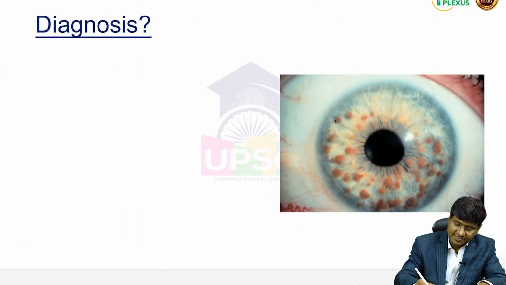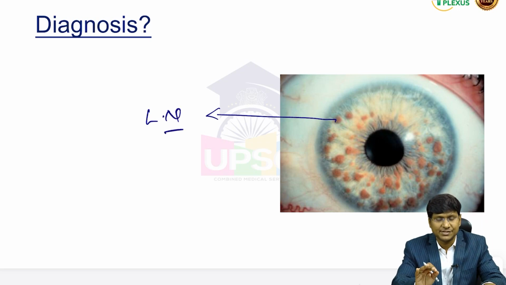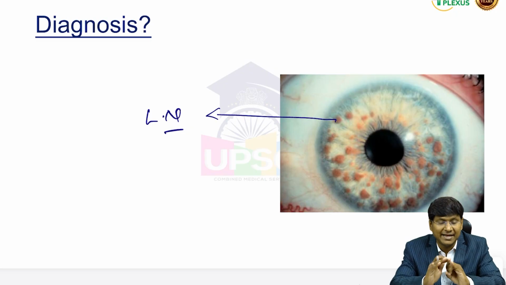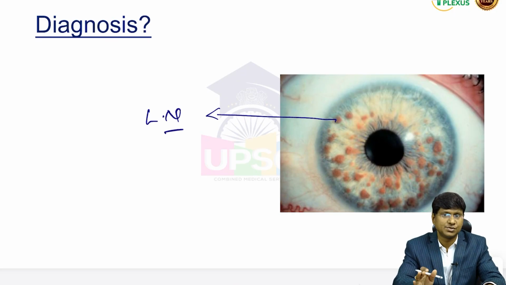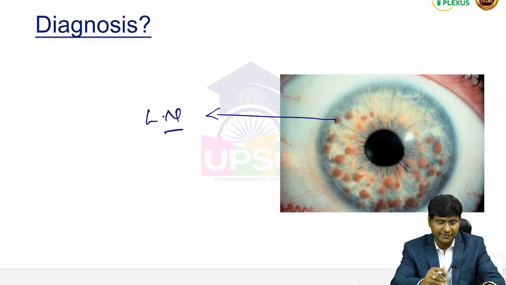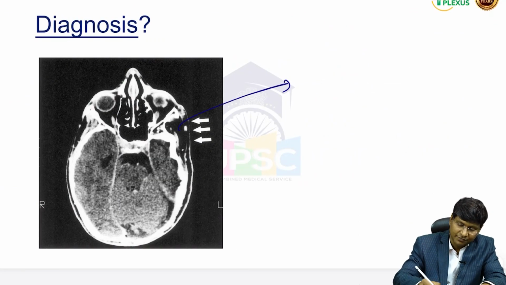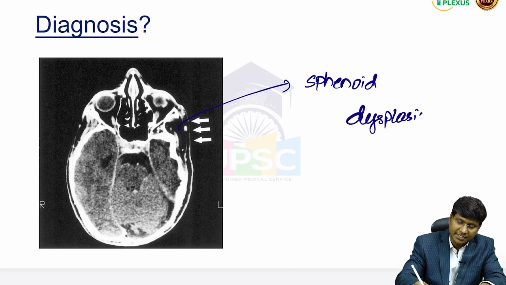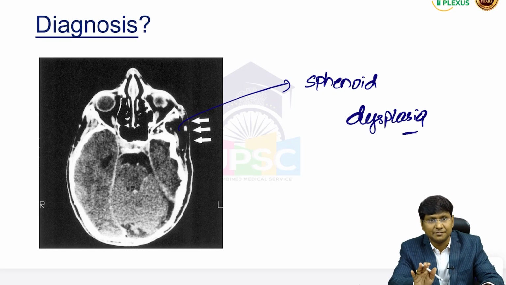And this is the example of the Lisch nodules. They are present within the iris. And these Lisch nodules are melanocytic hamartomas that appear as well-defined dome-shaped elevations. So these are the Lisch nodules. And another important orthopedic manifestation is sphenoid dysplasia, which is also one of the diagnostic criteria in neurofibromatosis type 1.